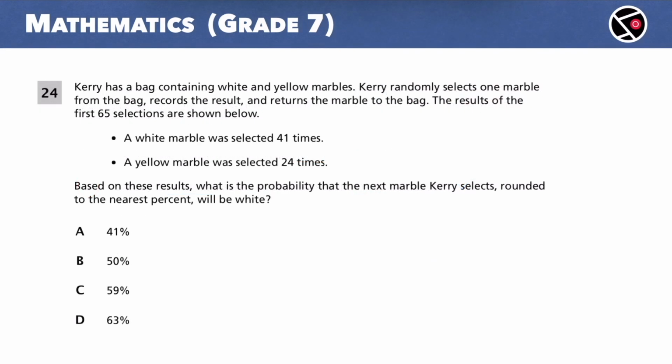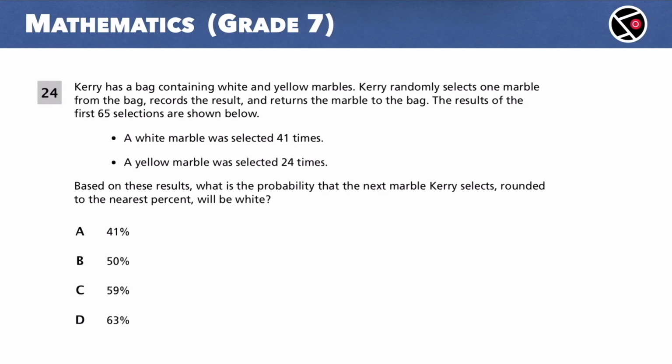Problem 24. Carrie has a bag containing white and yellow marbles. Carrie randomly selects one marble from the bag, records the result, and returns the marble to the bag. The results of the first 65 selections are shown below. A white marble was selected 41 times. A yellow marble was selected 24 times. Based on these results, what is the probability that the next marble Carrie selects, rounded to the nearest percent, will be white?